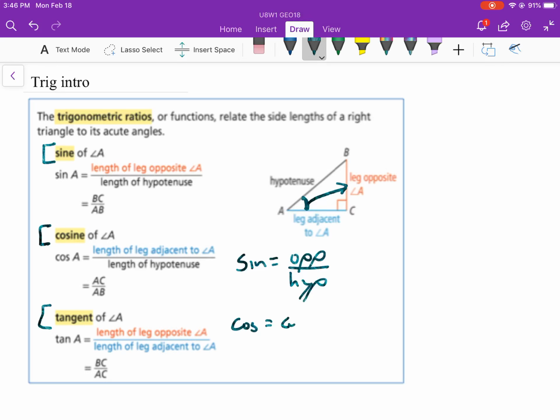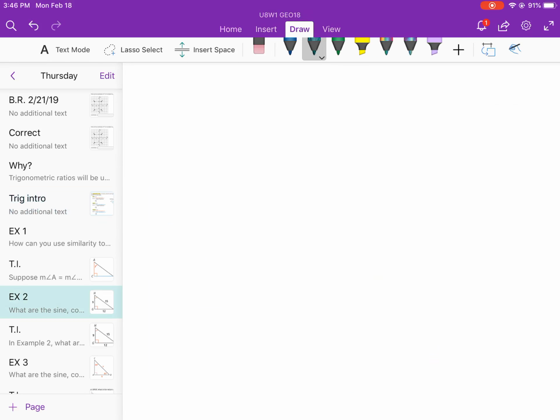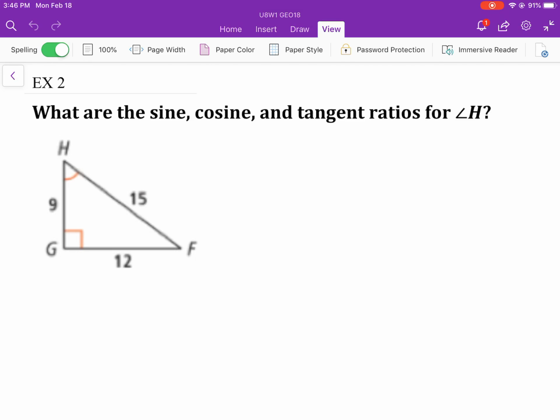Cosine is the adjacent side over the hypotenuse. And tangent is equal to the opposite side over the adjacent side. And that's how we're going to label trig functions. Here, we're going to skip over example 1 and that try it. We're going to go straight to example 2, the meat and potatoes.